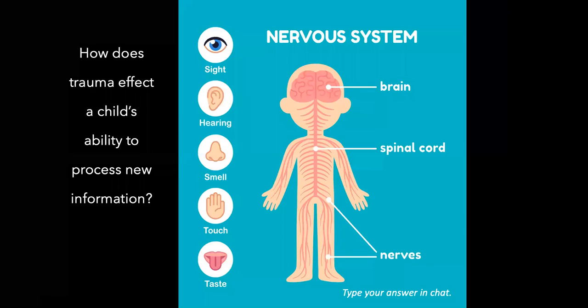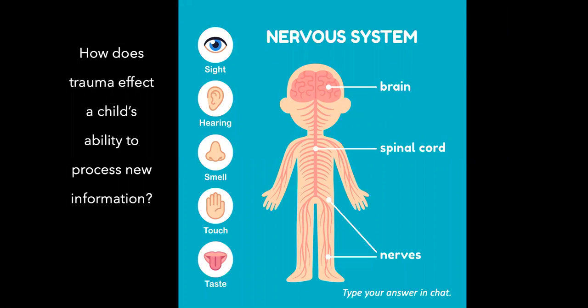A lot of young children, thinking about unfamiliar foods, get pretty nervous. They're not sure what it is, and they're not sure what they're supposed to do with it. So we explore this through a lot of different sensory play. My question for you guys is, how does trauma affect a child's ability to process new information? What sensory systems do you think might be impacted for a child who's constantly looking for safety? You can type your answers into the chat.